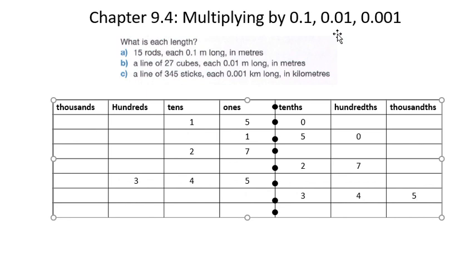So to recap, when you multiply by 0.1, all the numbers shift over to the right one column. When you multiply it by 0.01, all the digits shift to the right by 2 columns. And when you're multiplying it by 0.001, all the digits move to the right by 3 columns. So that's how we're multiplying it by those 0.1, 0.01, and 0.001.